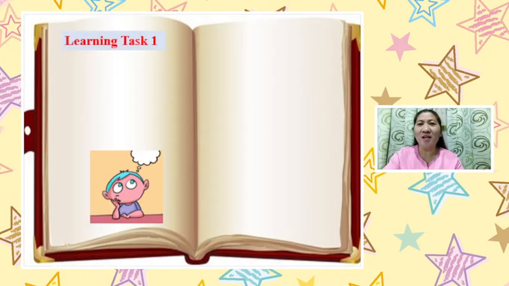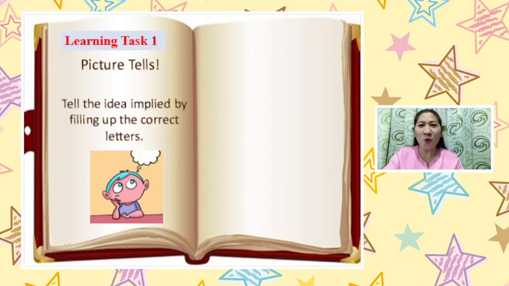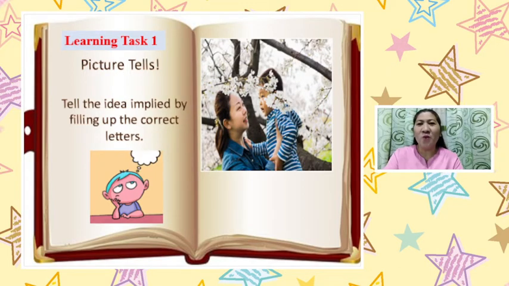To start with, let us first do learning task 1 entitled Picture Tells. You are going to tell the idea implied by filling up the correct letters. Let us see the first picture. We have the picture of a mother and a child. What are the letters behind this? We have L, blank, blank, E. What idea do we have here?